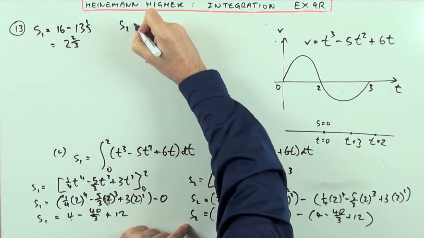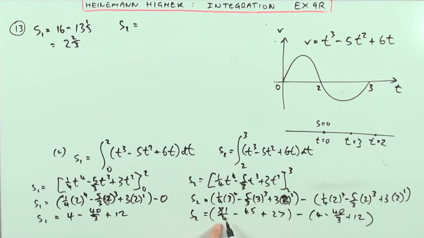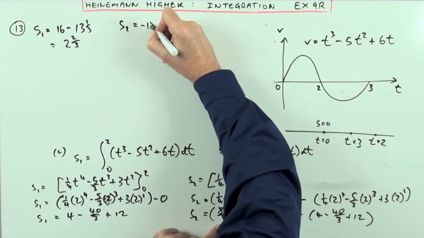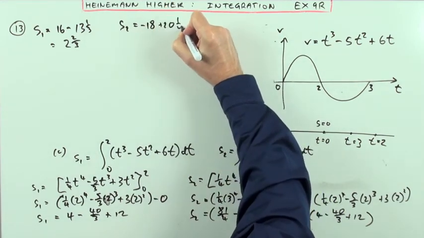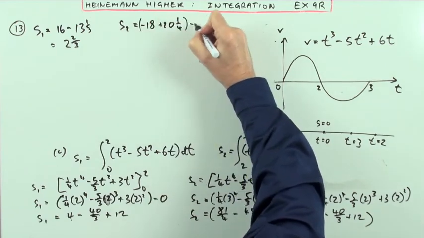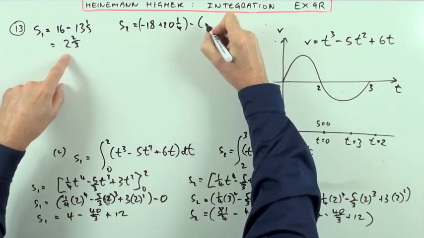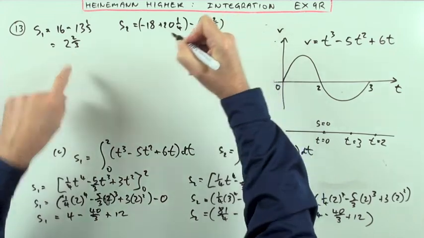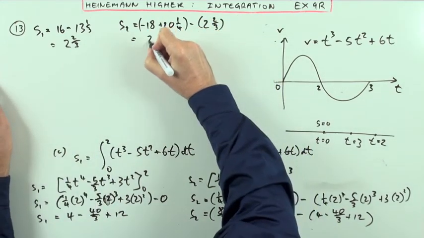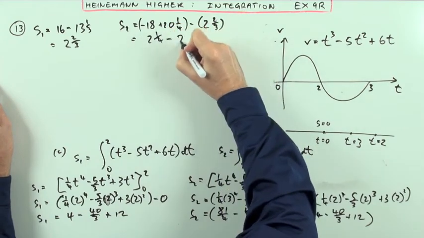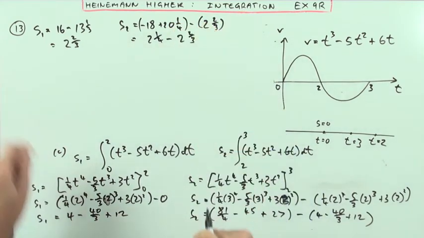S2 is going to be, working at this part, I've got, well, negative 18. So I've got negative 18 plus 20 and a quarter for that part of it, minus, and this other part is obviously 2 and 2/3. It was the same thing. So that leaves me with 2 and a quarter. So I've got 2 and a quarter minus 2 and 2/3.